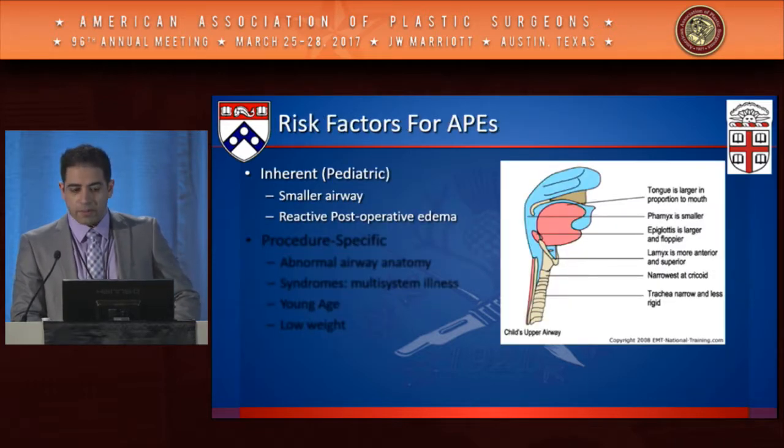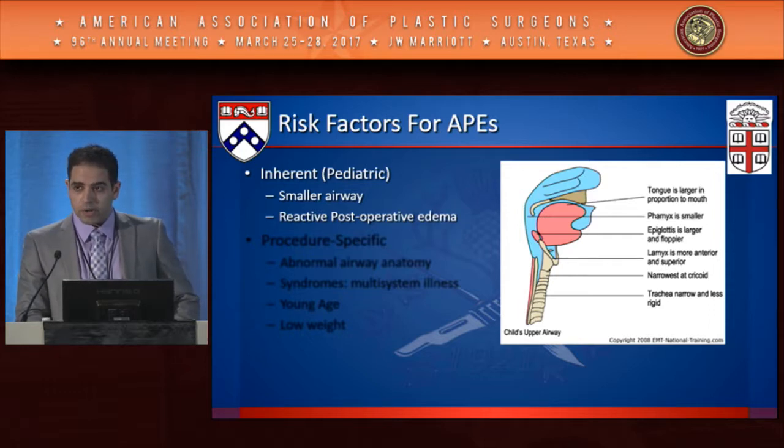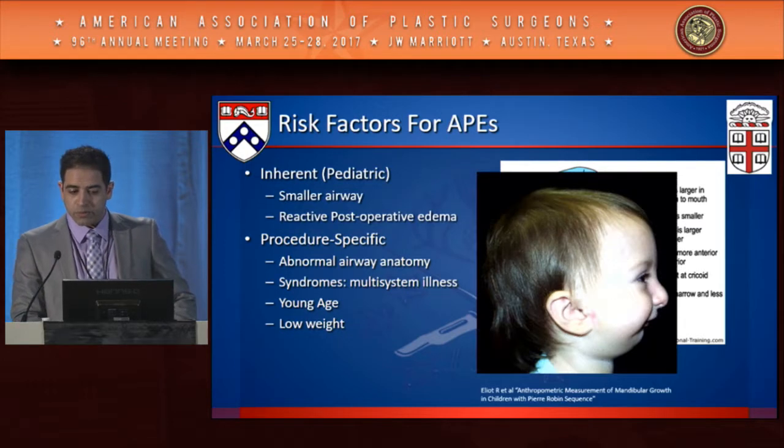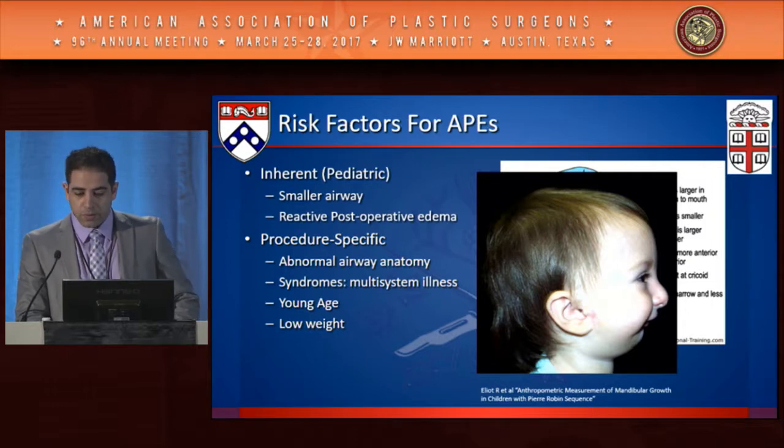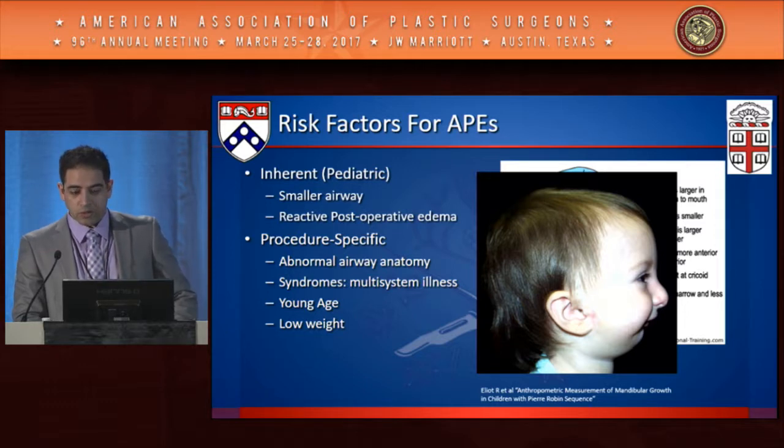What are risk factors for APEs? Well, pediatric patients have inherent risk factors such as a smaller airway and one that is more reactive with a greater postoperative edema response. There are also procedure-specific risk factors. Patients have abnormal airway anatomy, such as this patient with micrognathia. Patients with syndromes have multisystemic manifestations of illness, such as hypotonia, which can contribute to risk. And the majority of these patients are typically younger in age and have a lower weight at the time of surgery.